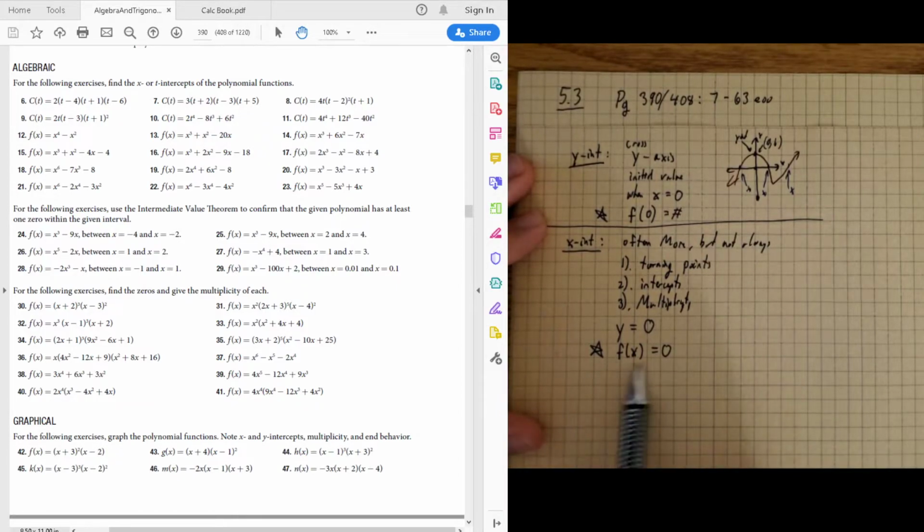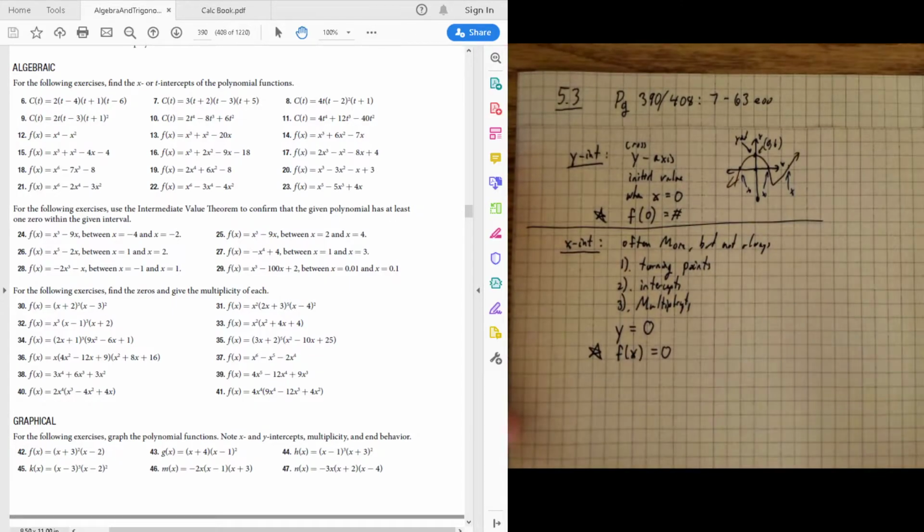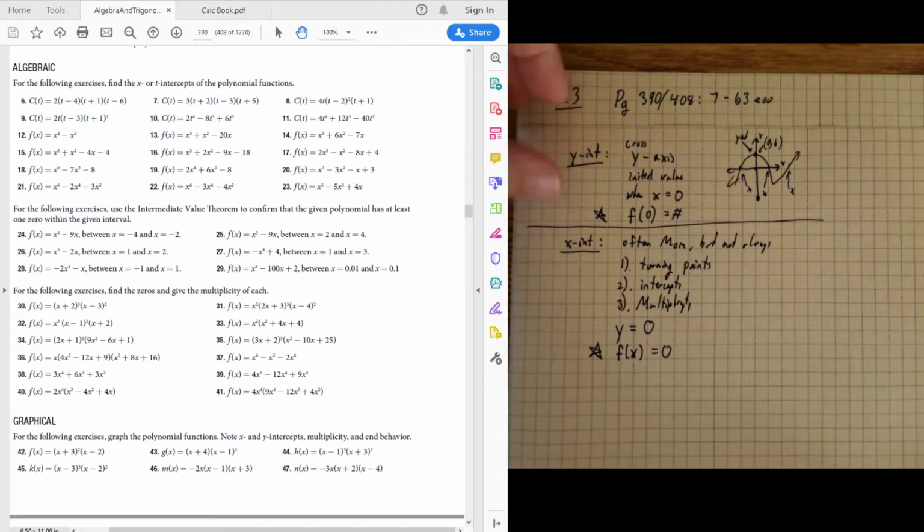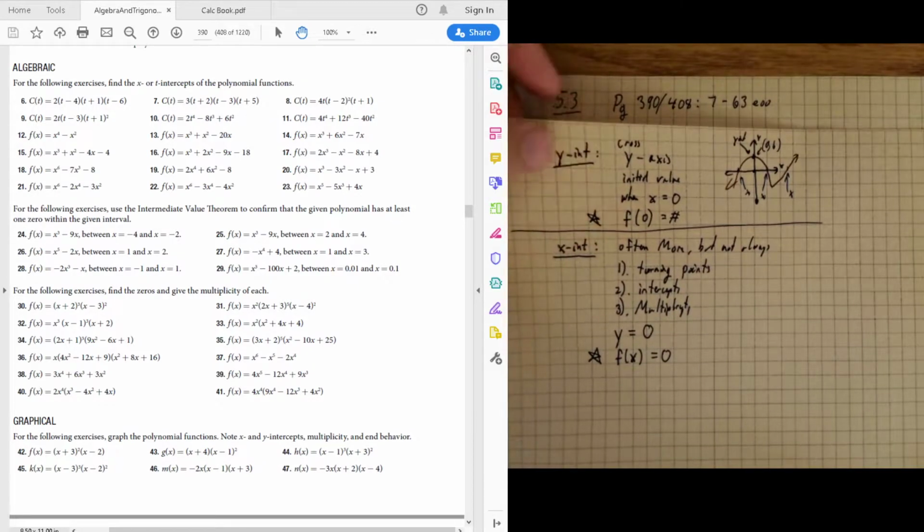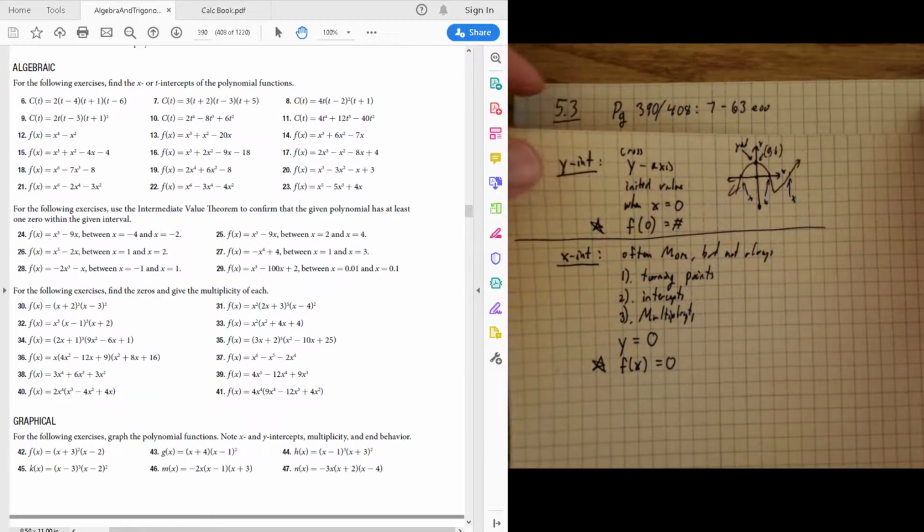However, because we're dealing with polynomials, this function may not always be nice. And so let's take a look at our first couple of examples to showcase where we can have different methods to get an x-intercept.